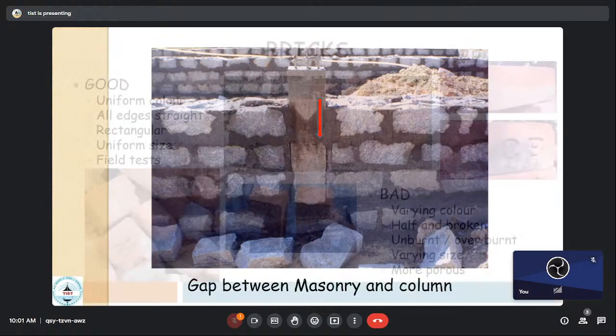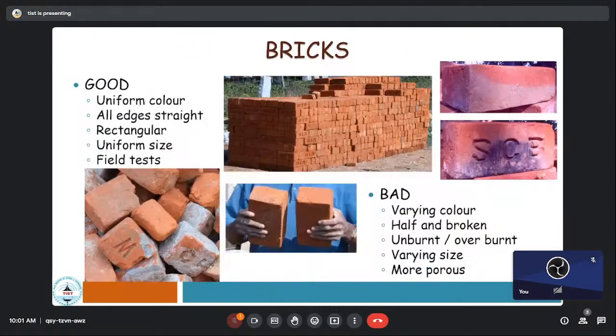Coming to the next one, then comes the brick masonries. Now, bricks, you all know, are an inevitable part as far as Kerala is concerned. In many places, slowly this is getting replaced with some other types. There are concrete blocks, concrete bricks, etc. Am I correct or not?